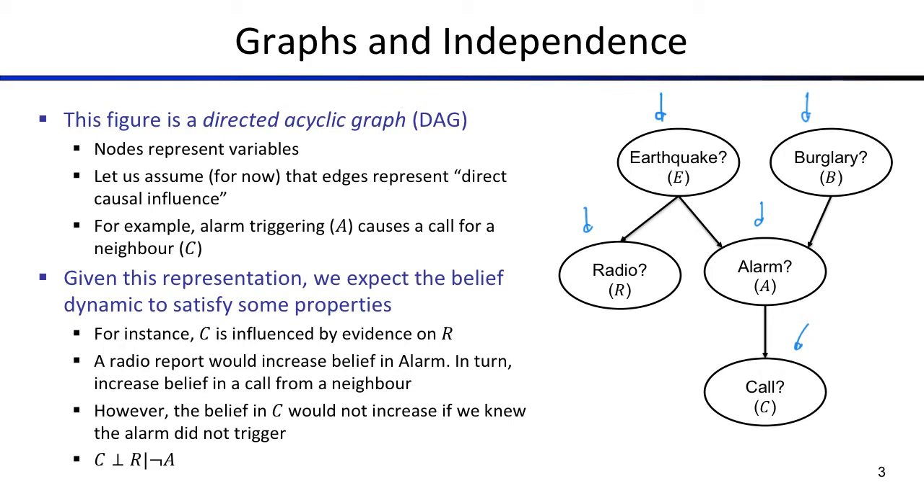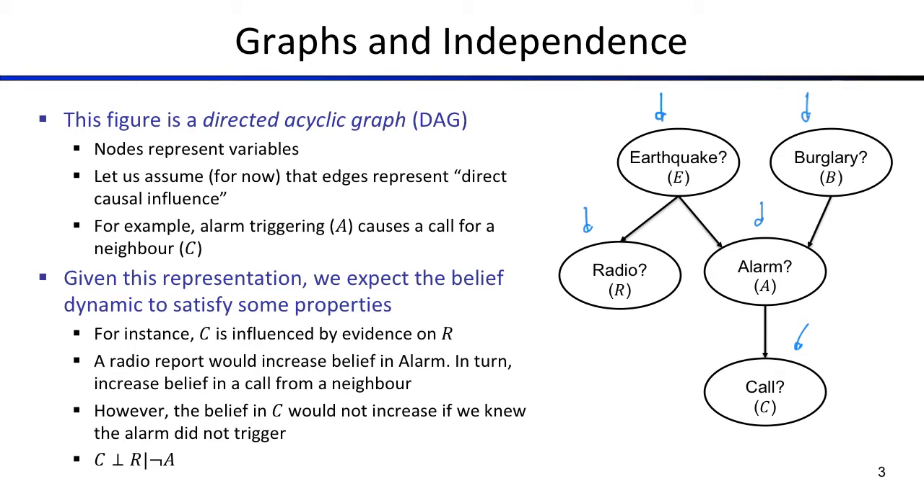So we know that our alarm can be triggered by an earthquake as well as a burglary. The burglary is a second cause for the alarm. And if the alarm is triggered, a neighbor can call us and say, you know, I noticed that your alarm is triggered. Are you at home? Do you want me to check that? And so on. So this is the basic idea of this graph.